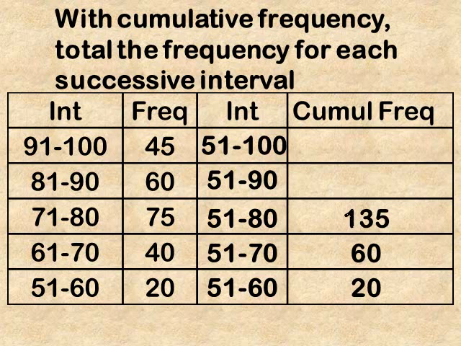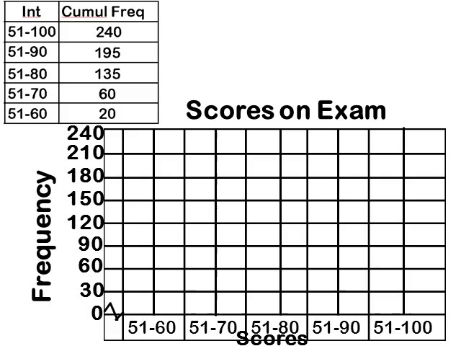For the 51 to 80 value, we're going to add the 60 plus the 75 for the 71 to 80 interval to include all values at 80 or below. We're going to continue this process by adding the frequency to the cumulative frequency to get the next value. Now we can take this information and construct a cumulative frequency histogram. There are 20 values in the 51 to 60 interval, 60 values in the 51 to 70 interval.